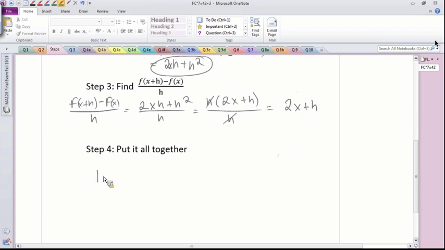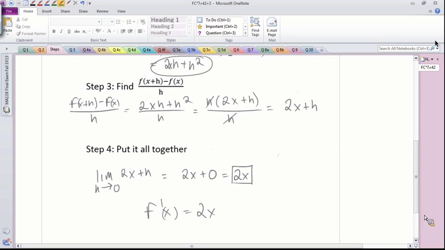So the final step is put the limit. So we have the limit as h approaches 0 of this whole thing, which just boils down to 2x plus h. I'll do the limit as h approaches 0, so I'll plug in 0 for h. So we'll have 2x plus 0, and that's just equal to 2x. So f prime of x is equal to 2x. Any questions?